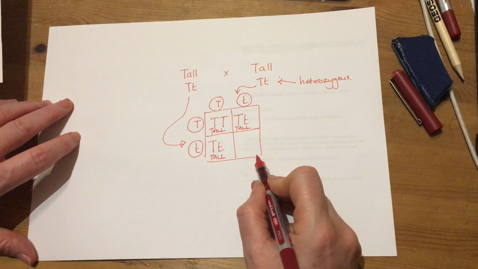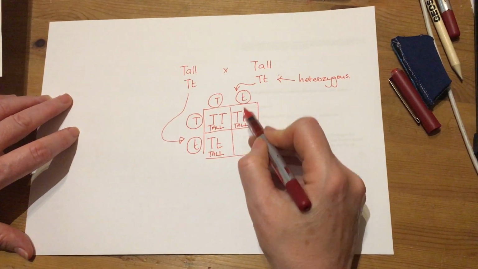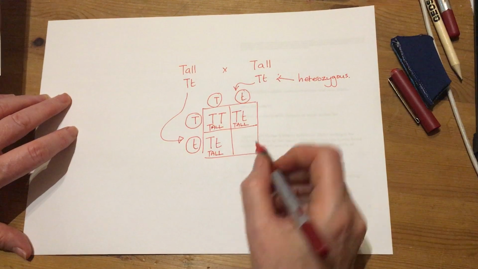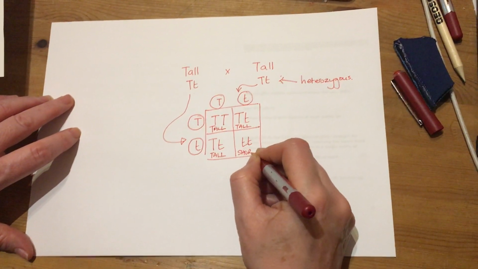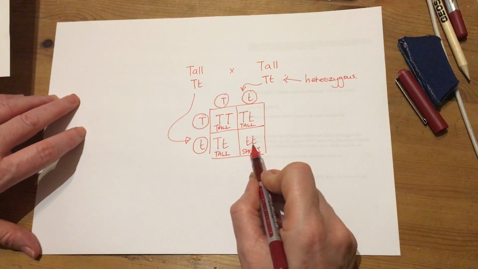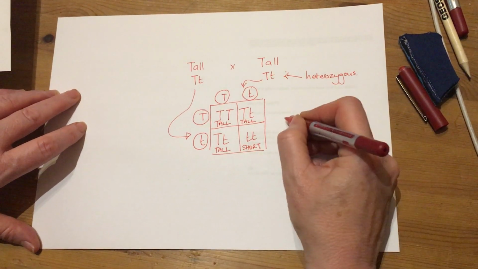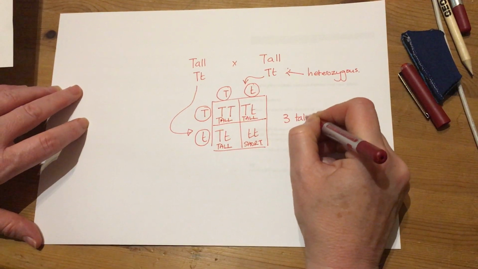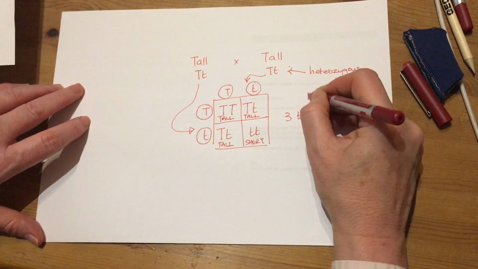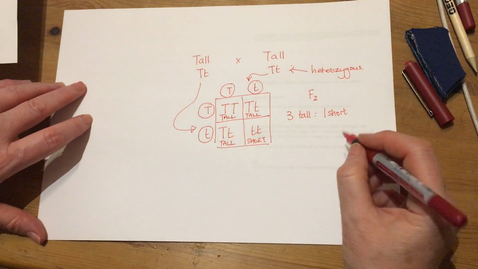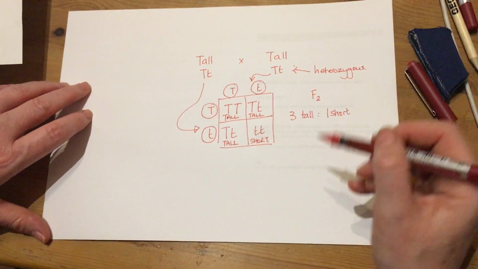And the fourth option for offspring is a little t from this parent and a little t from that parent. So this time, our phenotype will be short because it's a homozygous recessive. And you can see how we got the ratio of 3 tall to 1 short in our F2 generation. So that's the grandchildren of the original cross that Mendel started with.